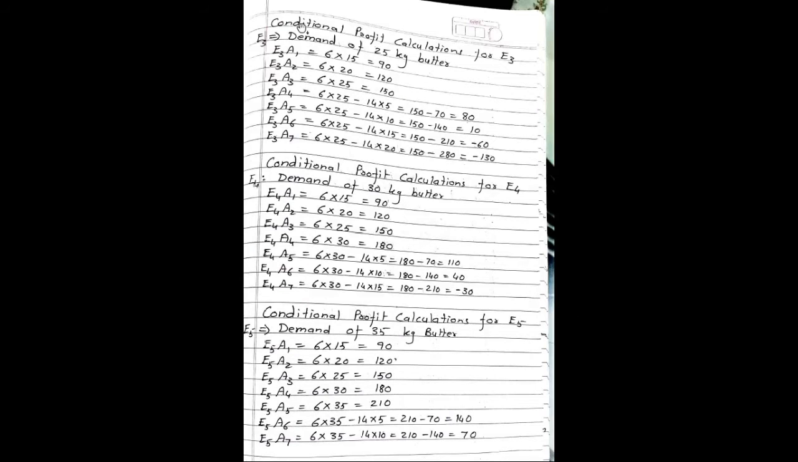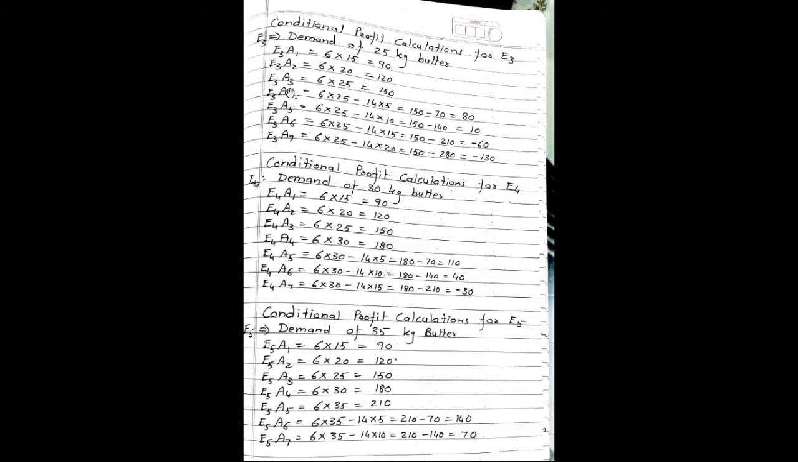Then conditional profit calculations for E3. E3 is nothing but demand of 25 kg. Even A1. A1 is stock of 15 kg only. So we can sell only 15 kg. So 6 into 15, that is nothing but 90. Then E3, A2. E3 is nothing but demand of 25. But stock is for 20 kg only. So we can sell only 20 kg butter. So 6 into 20, answer becomes 120.